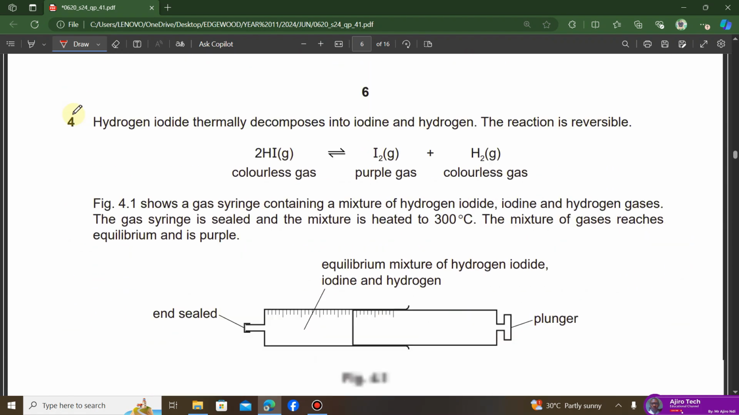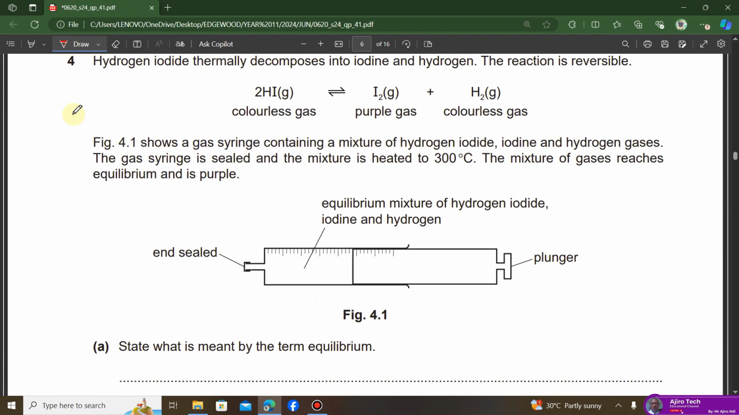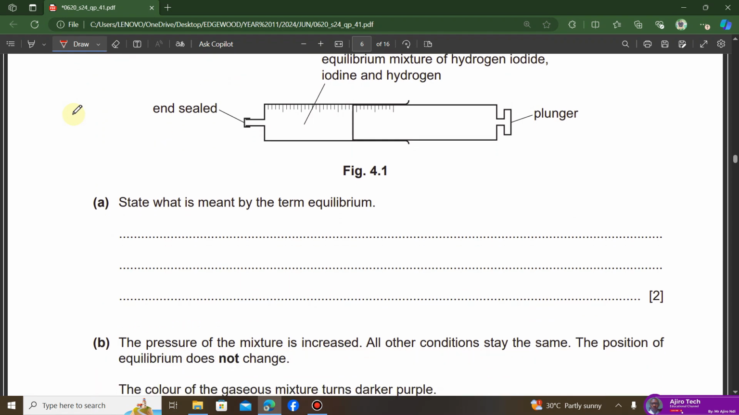Okay, so moving to the next one, we have question 4, where we have a lot of description about the experiment. The first question says, what is meant by the term equilibrium? This is also a question that is always repeated, so you need to equally prepare for a question like this.